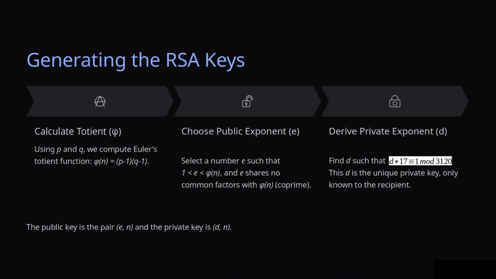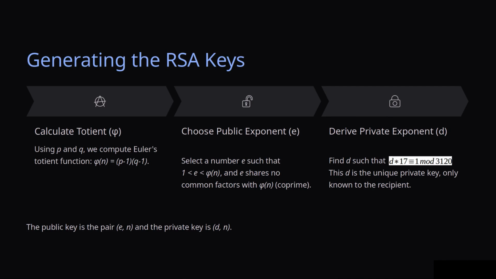So how do we generate the RSA keys? First, we need to calculate the totient. We receive the totient of n by multiplying p minus 1 times q minus 1. After that, we choose a public exponent. The exponent has to be bigger than 1 but smaller than the totient of n, and e is not allowed to share a common factor with the totient of n. They have to be coprime, which basically means that the only factor they share is 1. So for example, 3 and 5 only share 1 as a common factor, so they are coprime.